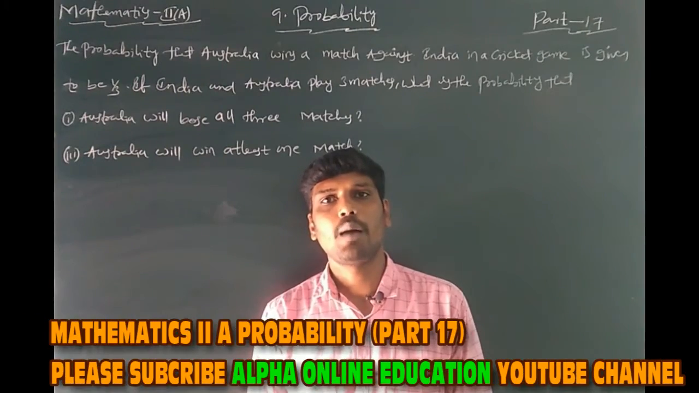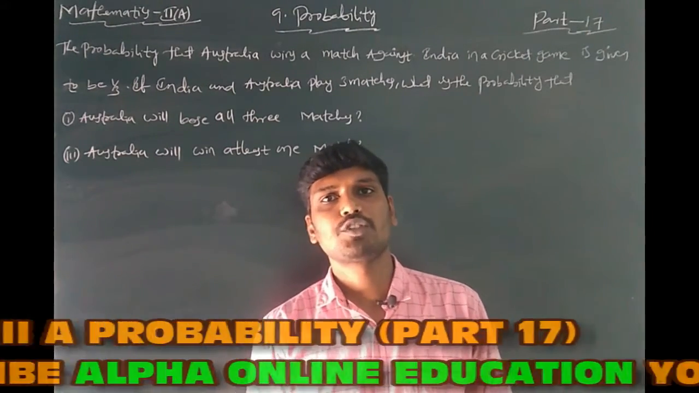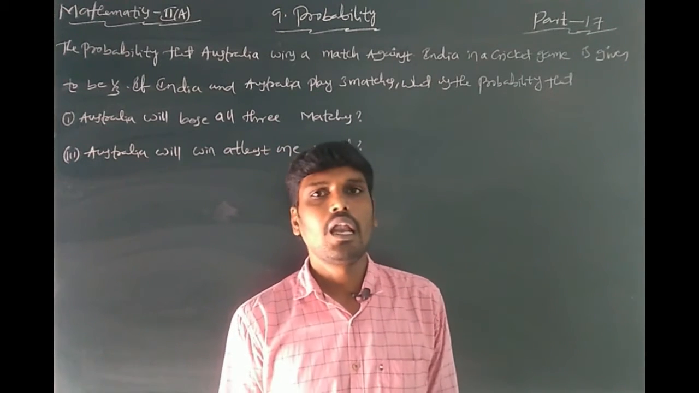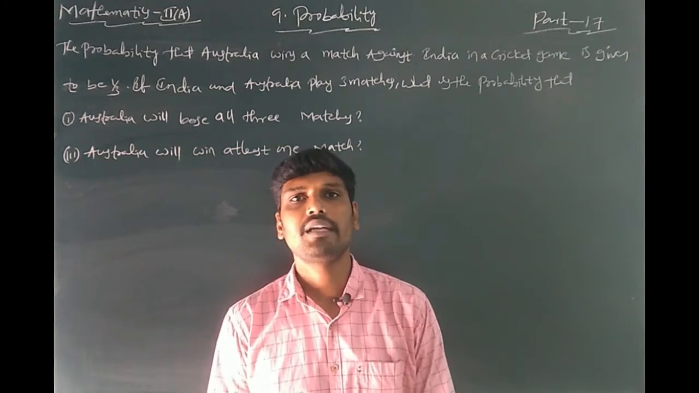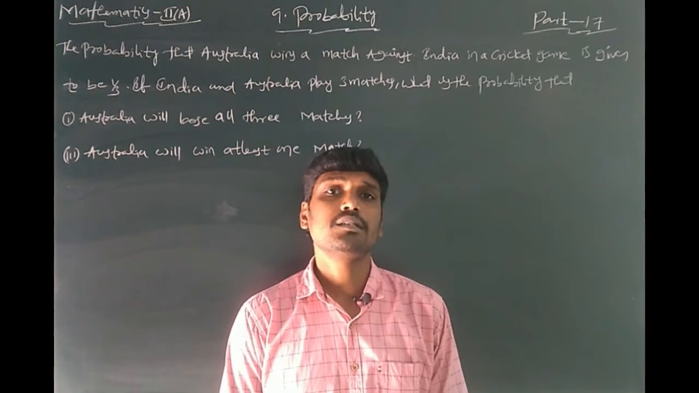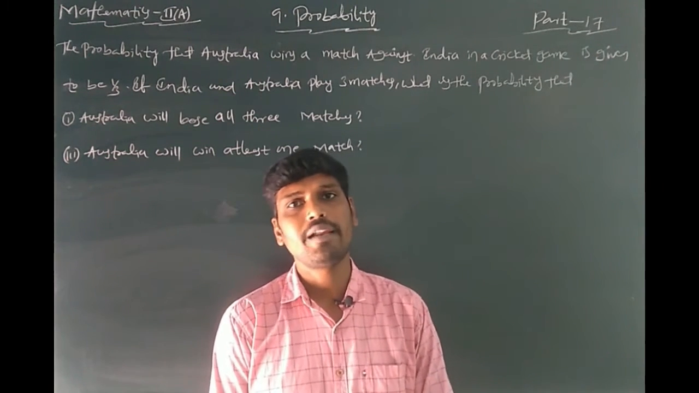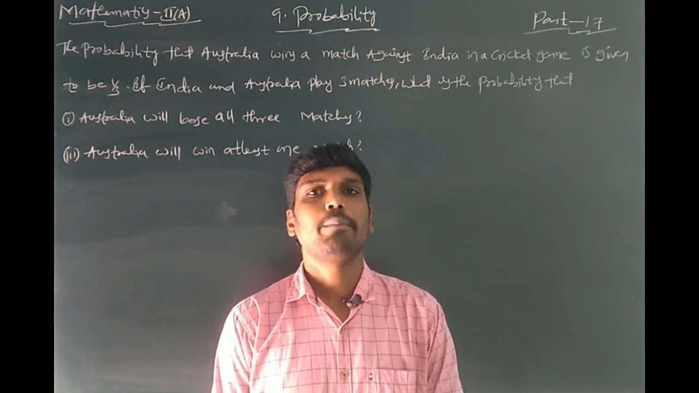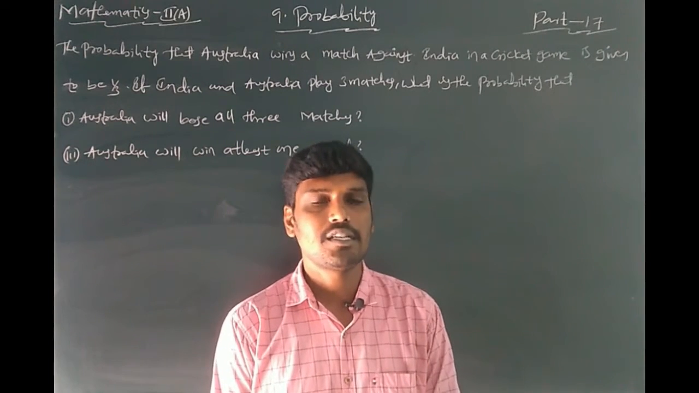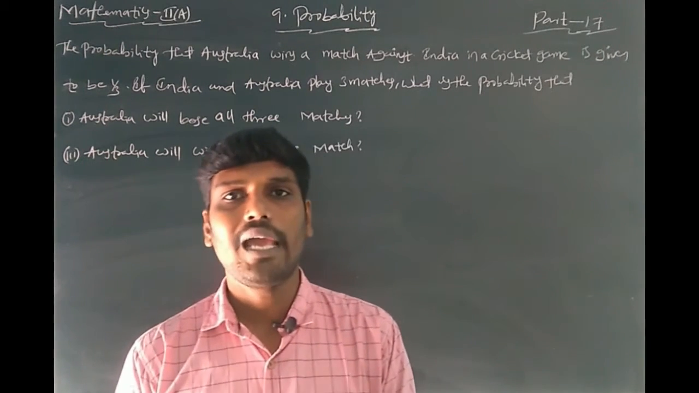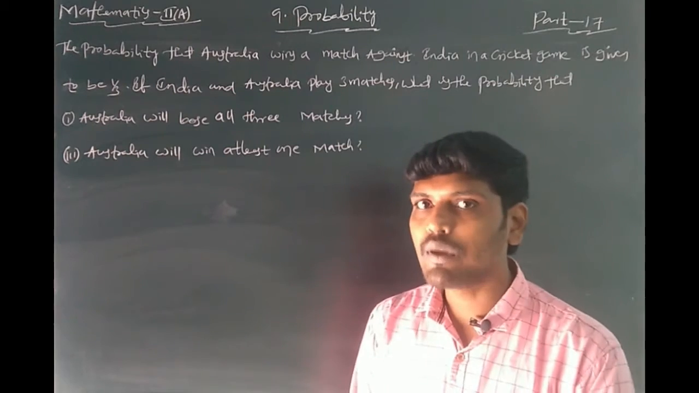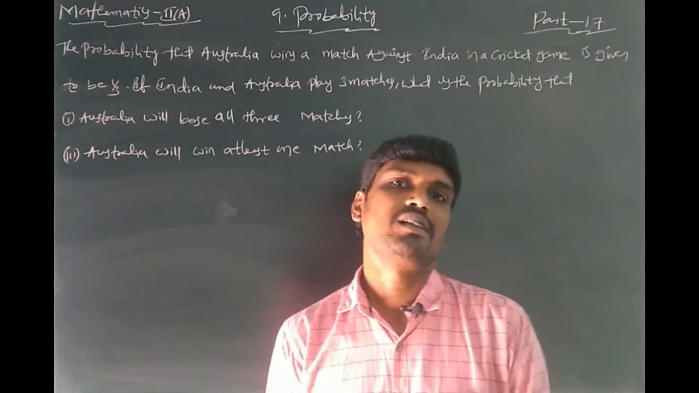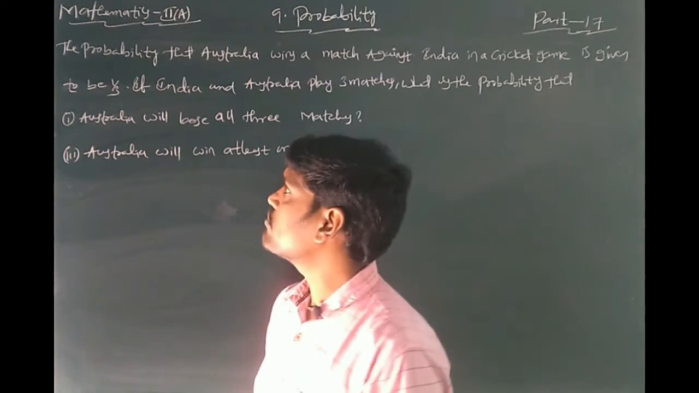Ninth chapter, probability. This chapter belongs to Mathematics 2A, part 70. Last part, we completed the 7 marks problem and the 4 marks problem also, by using the conditional probability definition and the dependent and independent events definition. Today in class, I will explain some more problems by using complementary events, model problems.